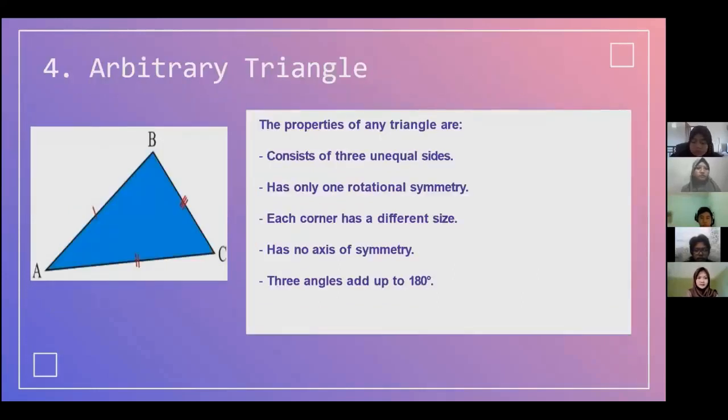4. Arbitrary triangle. The properties of any triangle are 1. Consists of three unequal sides. 2. Has only one rotational symmetry. 3. Each corner has a different size. 4. Has no axis of symmetry. 5. Triangle angles add up to 180 degrees.